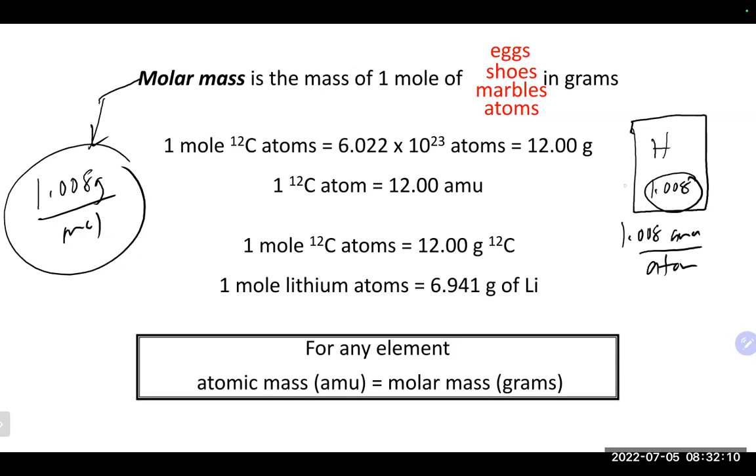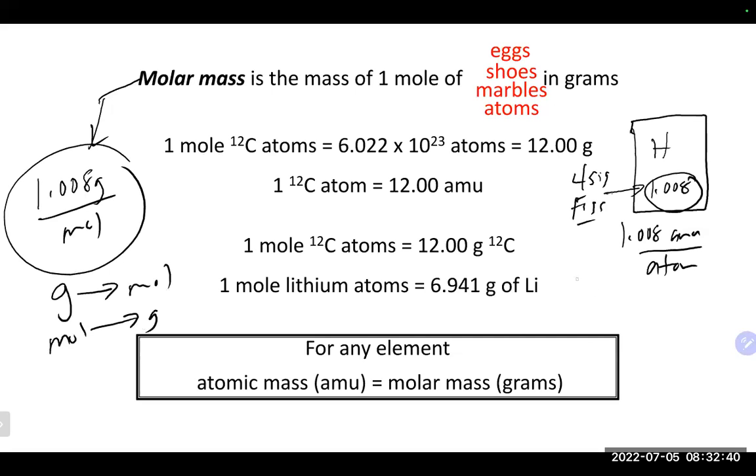Once again, much like atomic mass, we go for sig figs when we pull that off the periodic table. The AMU per atom and the grams per mole are numerically basically equal to each other. Molar mass is definitely the one we use the most, and it is the one we use to go from grams to moles, or backwards, moles back to grams.